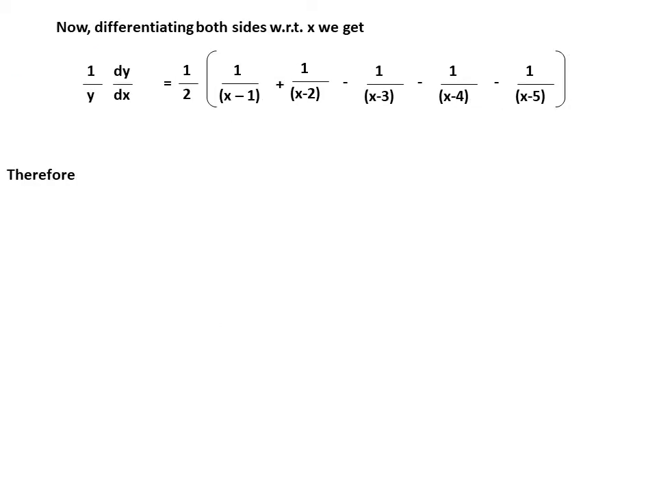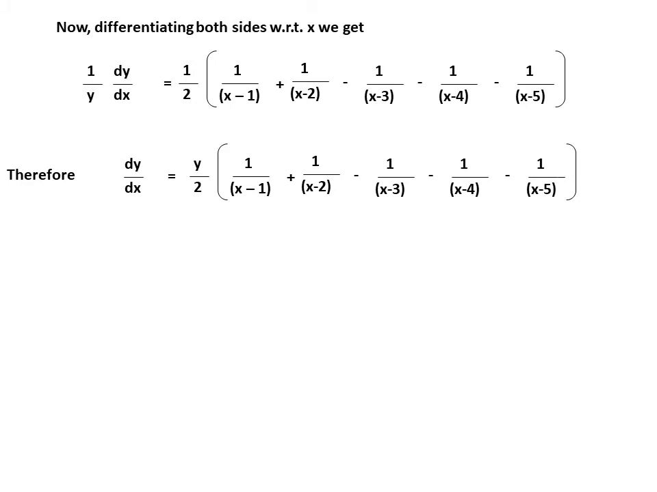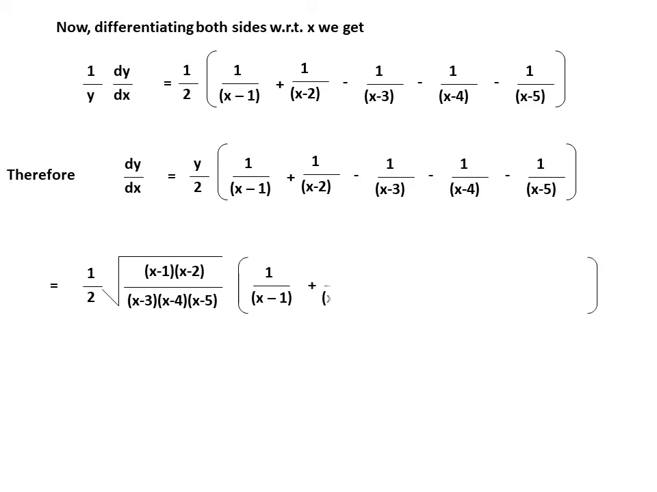So now cross multiply. Therefore dy by dx will be equal to y into whatever is there inside the bracket: 1 by x minus 1, 1 by x minus 2, both are plus, 1 by x minus 3, 1 by x minus 4, and 1 by x minus 5 with minus sign. Now write y. What is y? So y is 1 by 2 into square root of (x minus 1)(x minus 2) divided by (x minus 3)(x minus 4)(x minus 5). Then into the bracket, whatever is there on the right side, that you have to write. So this is the final answer.